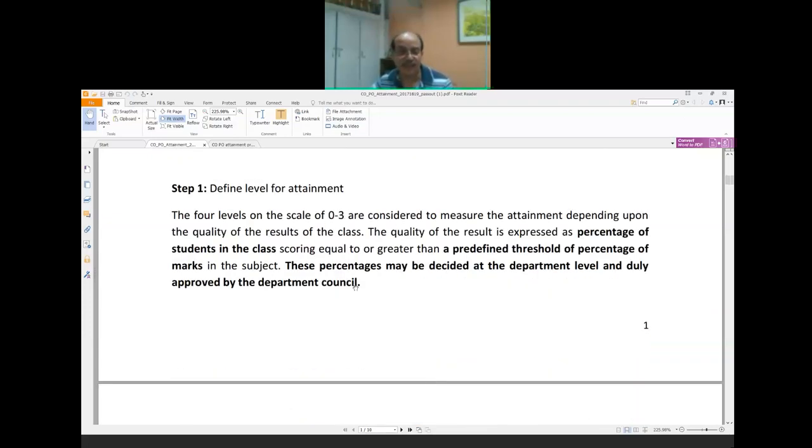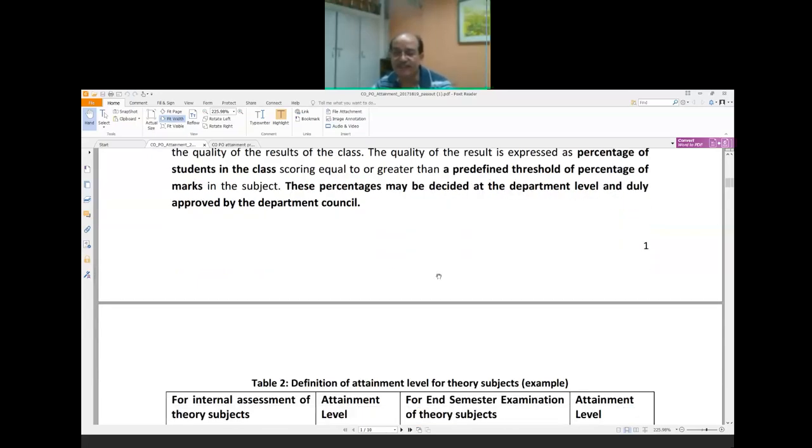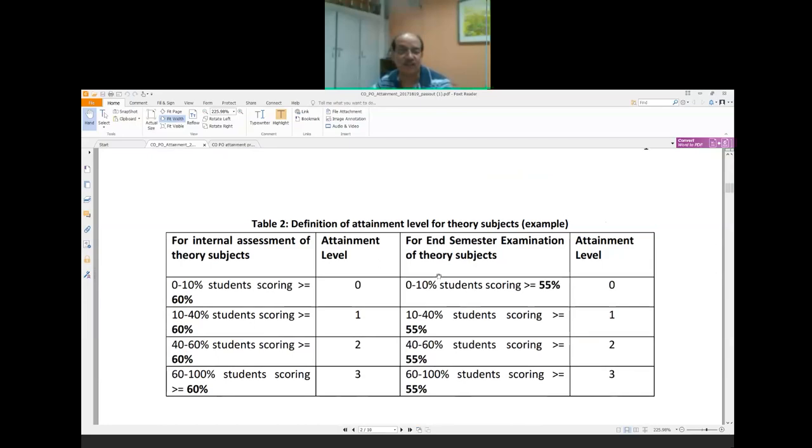And as I said, there's an improvement there. This is what we have done. And then we define four levels on the scale of 0 to 1 considered to be the attainment levels. And there are predefined thresholds of a percentage of the marks in a particular subject. As I said, this has to be decided at the department level or the institute level only. This is how we define the attainment levels. Based on the internal assessment score, I can define that this is my attainment level.